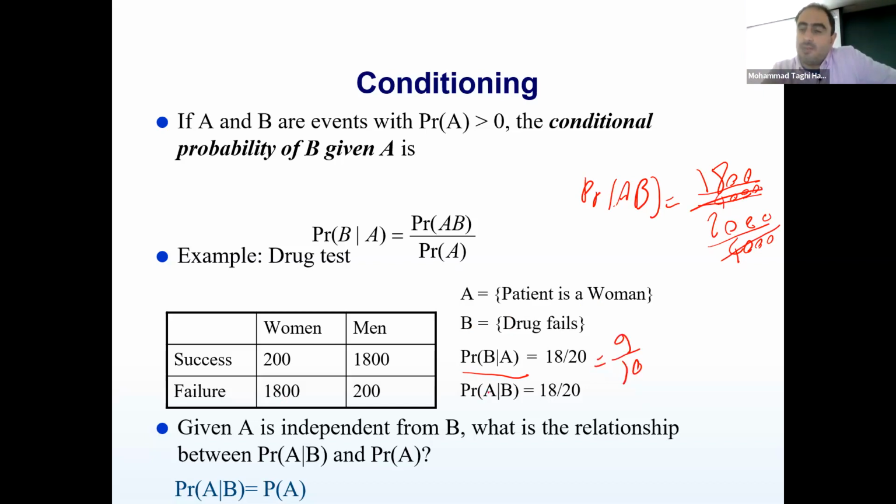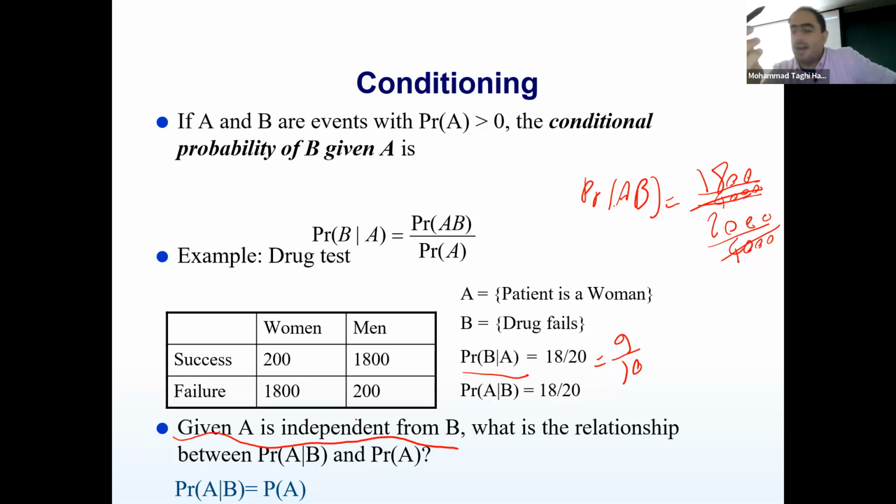What about probability of A conditioned on B? In this case, probability of AB still would be the same. Probability of A and probability of B, both of them are half, as we discussed. So the same thing, we have 9 over 10.